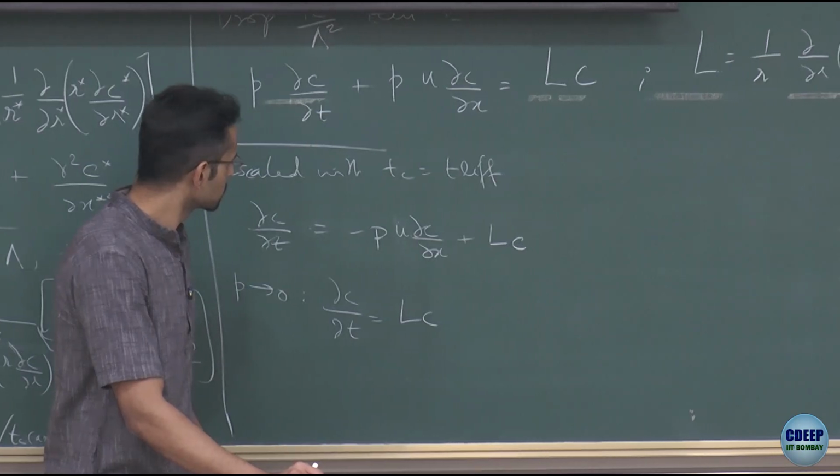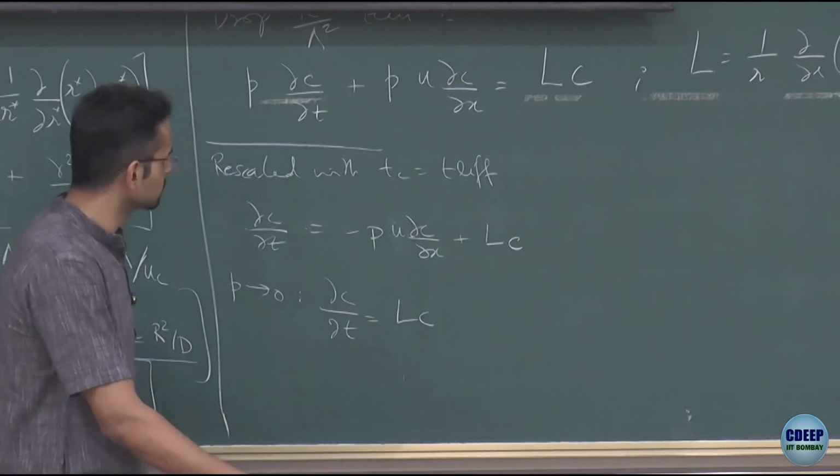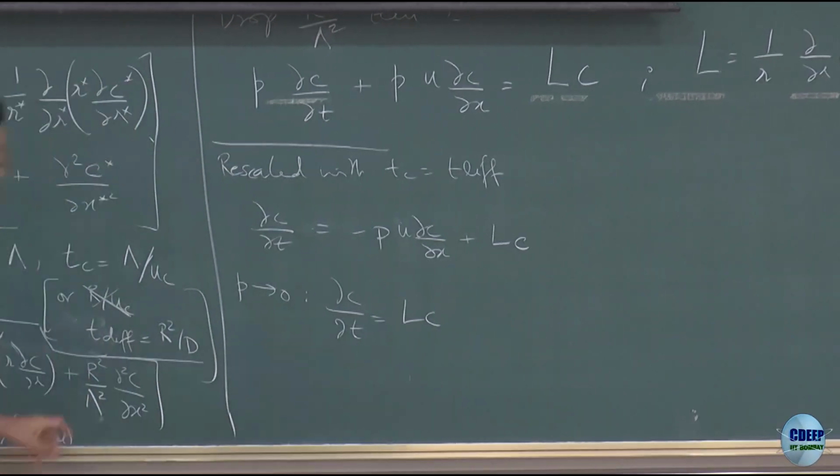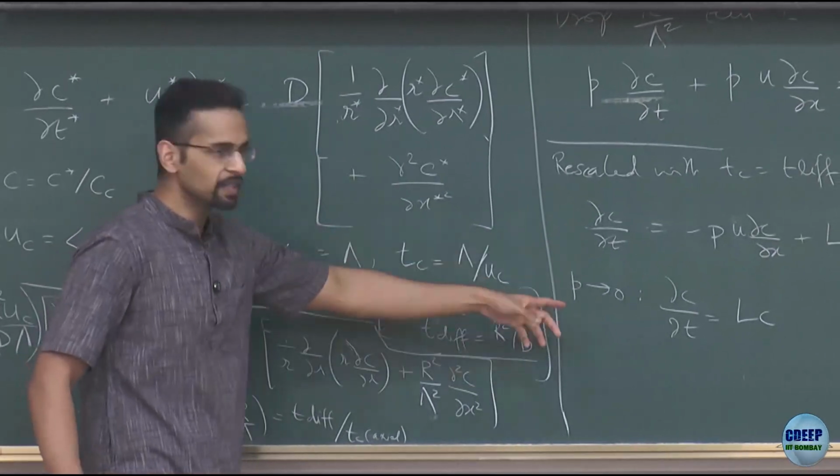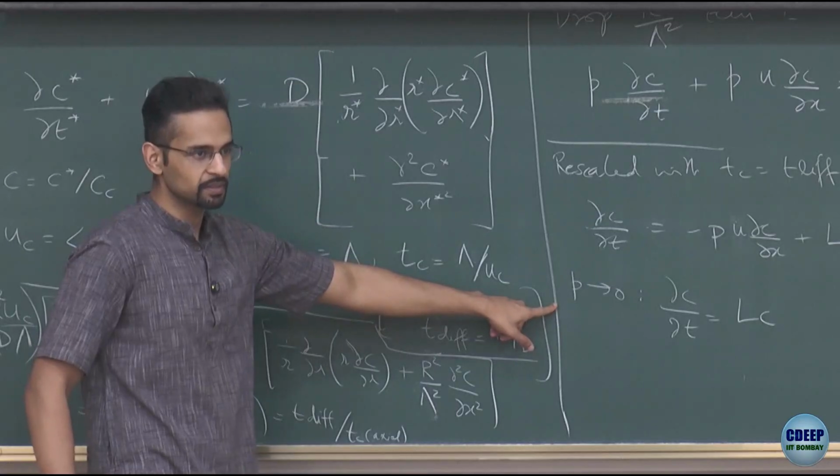Because P is... Sorry, the ratio, P is the ratio of T. Correct. P is 1. That's why it became 1 here, right? That is the point. Yes, so how is P going to 0? No, I am taking the limit of P going to 0.